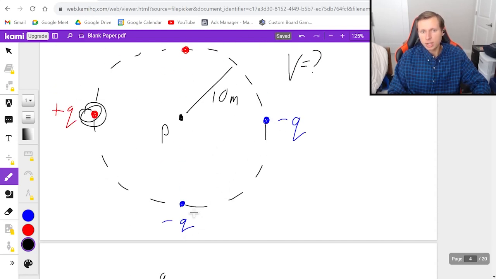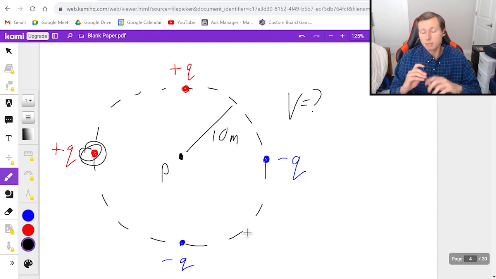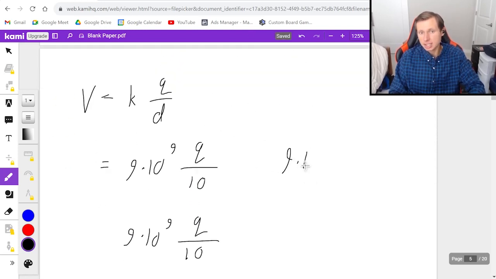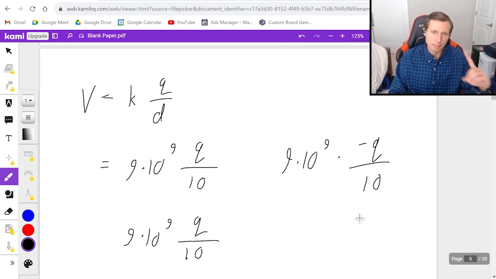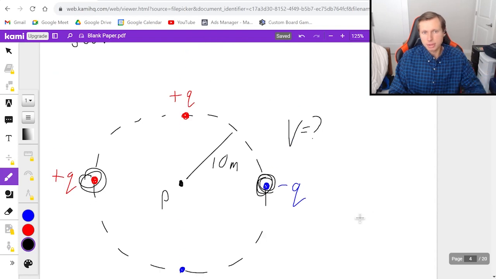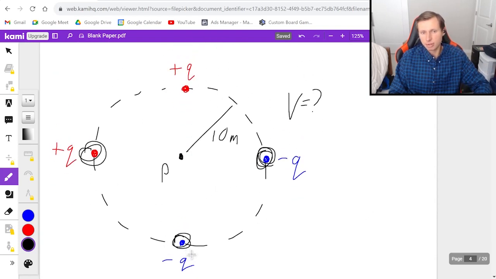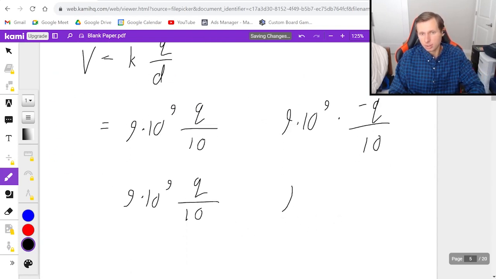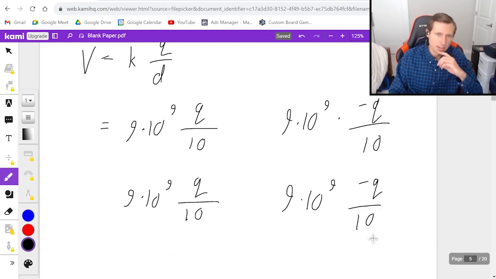Now for the right one and the bottom one, you notice it's only going to be slightly different because it's a negative charge. But if I want to find the voltage right here from that charge, I would just say the exact same equation, except the only thing that changes is that it's negative Q now in the numerator divided by 10, but everything else stays the same. And then if you think about it, it's going to be the exact same for the bottom, just the negative Q. So that's 9 times 10 to the 9th negative Q over 10. And once again, we're just going to add these 4 answers together.